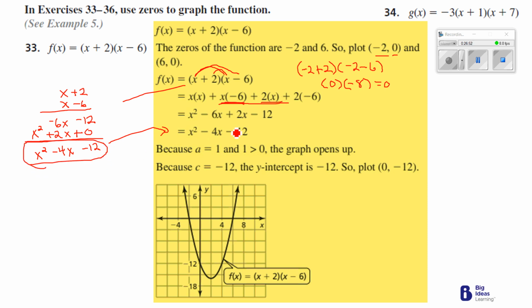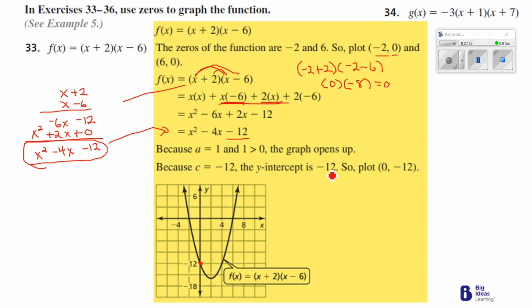And now that you have that, because you have a equals 1, and a is greater than 0, the graph opens up. We know that. Remember, there's nothing here, so since it's not a negative number, it's going to open upward. They're asking, see the function, okay. So because c is negative 12, we know it crosses through my y-intercept at negative 12.